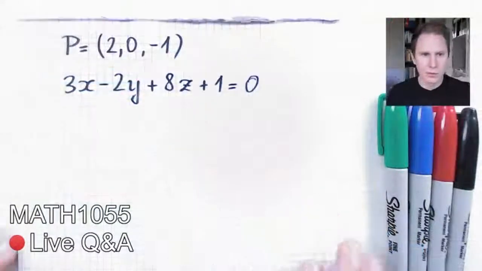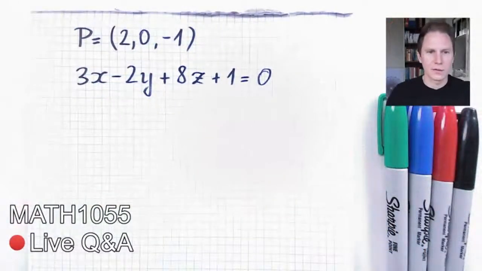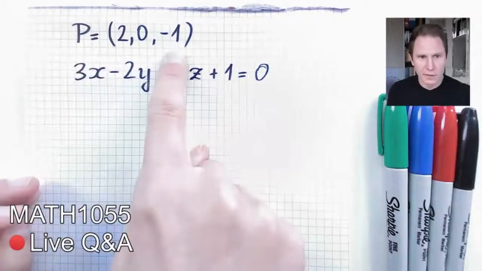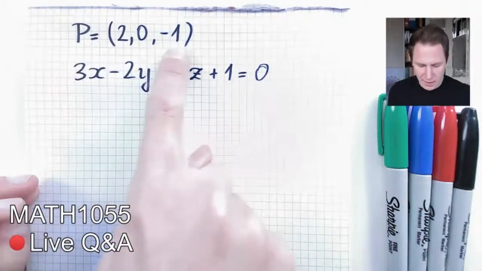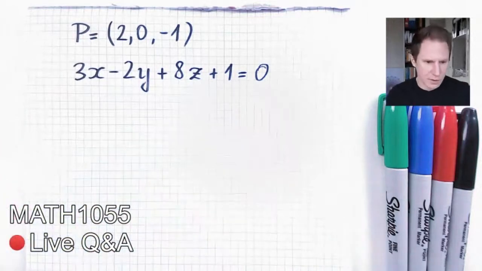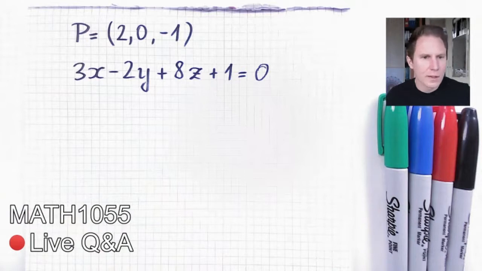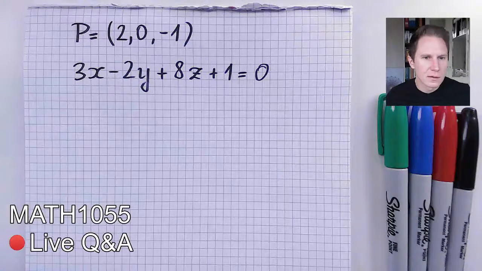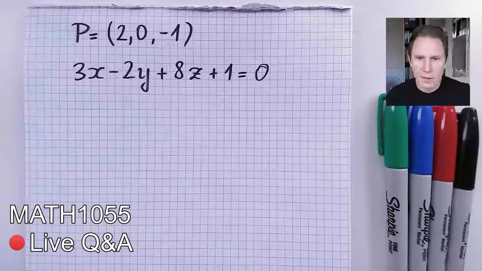Okay, so let me switch to the notepad. It's a bit too bright, but it might be okay. So here we have this point with coordinates 2, 0, and -1, and the equation for a plane. Let me try to fix the notepad view because it's a bit too bright. I think it's better this way.